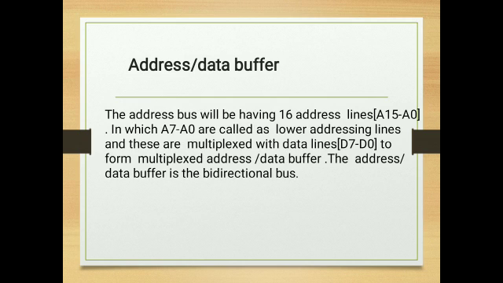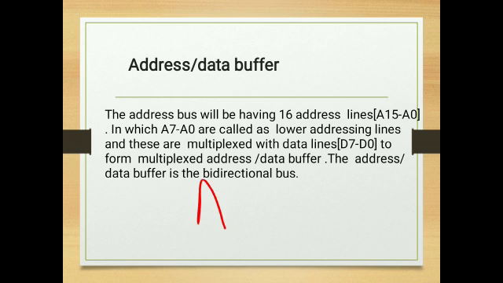Address and data buffer. The address bus has 16 address lines, that is A15 to A0, in which A0 to A7 are called the lower address lines, and these are multiplexed with the data lines, that is D0 to D7, to form the multiplexed address or data buffer. This address or data buffer is a bidirectional bus. That means data flows from the microprocessor to memory or input output device or vice versa.